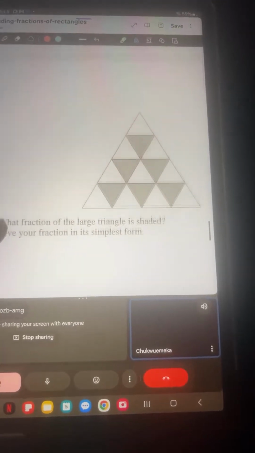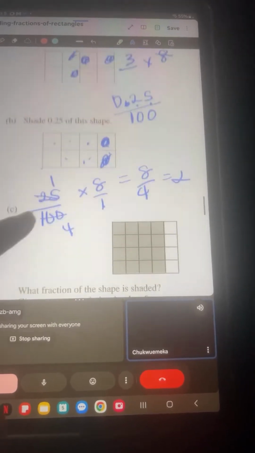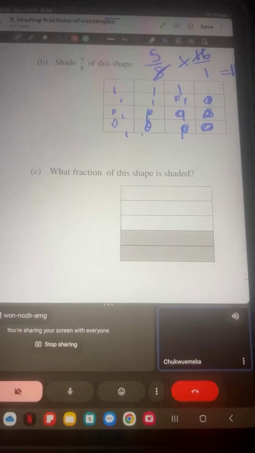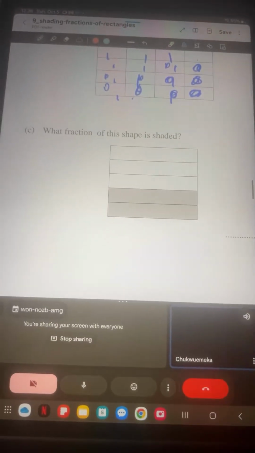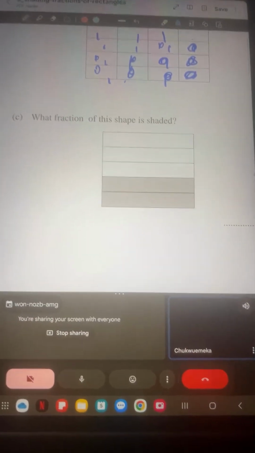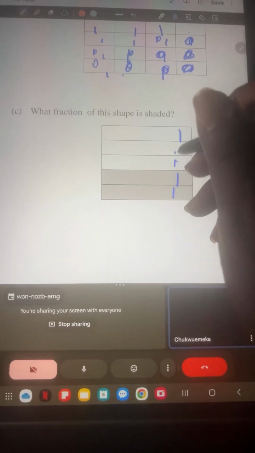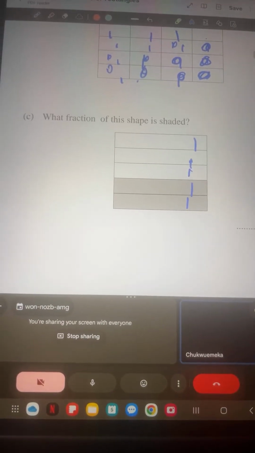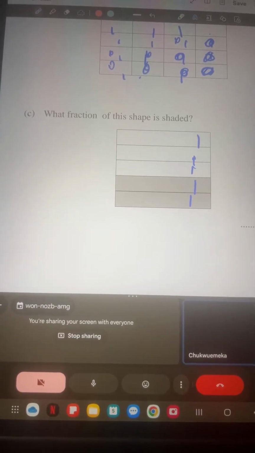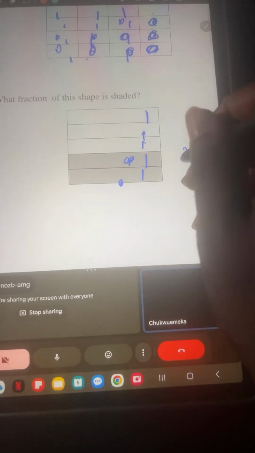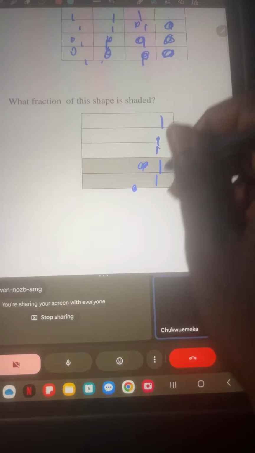I think we've exhausted all the questions we've got here. We've exhausted them all. Look at this one that we skipped. It says, what fraction of this shape is shaded? We want to know the fraction that is shaded. We have 1, 2, 3, 4, 5 parts, right? Yeah. But among the 5 parts, only 2 are shaded. Look at it, 1 and 2. So that becomes 2 out of what? 5, isn't it?